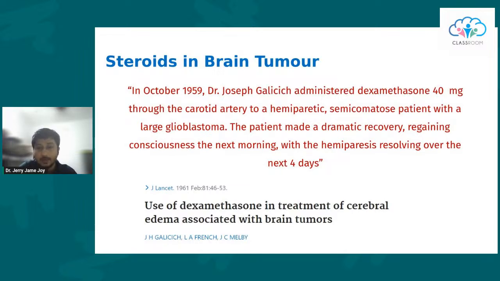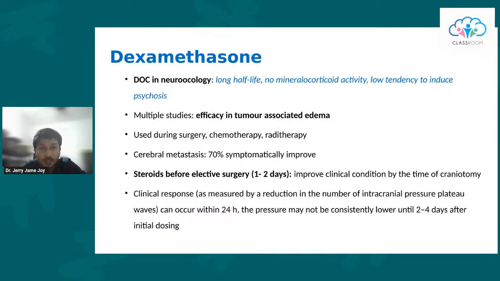Subsequently, a trial was conducted in which dexamethasone was used in the treatment of cerebral edema associated with brain tumors. Of the 14 patients who received dexamethasone, 13 had significant neurological improvement. So by default, dexamethasone became the drug of choice in neuro-oncology because it has a longer half-life, it doesn't have mineralocorticoid activity, and it has a low tendency to induce psychosis.